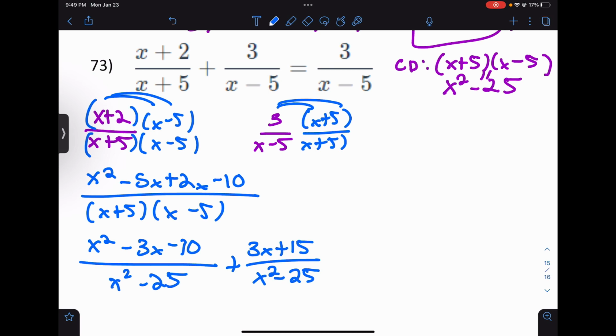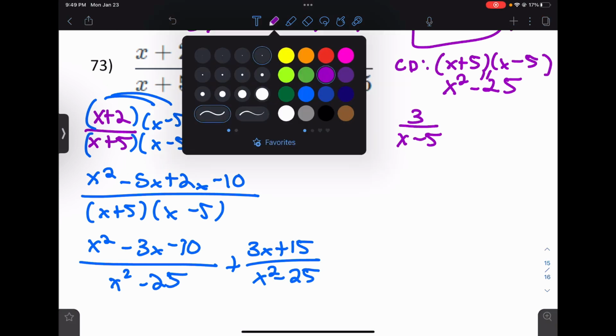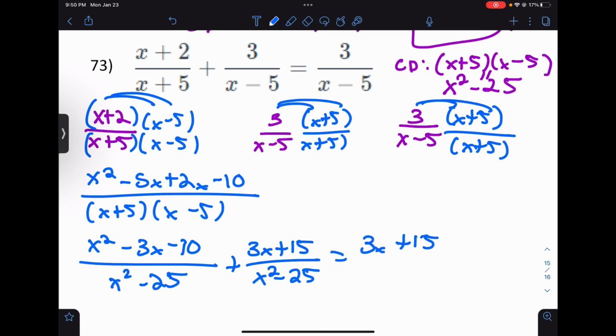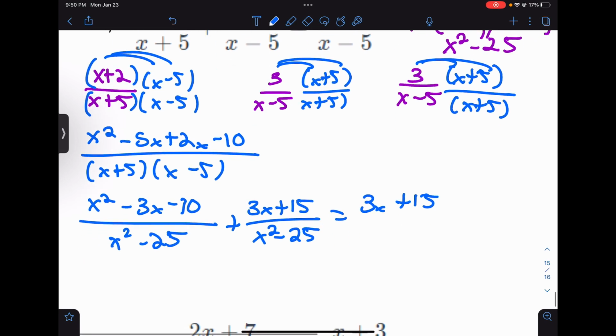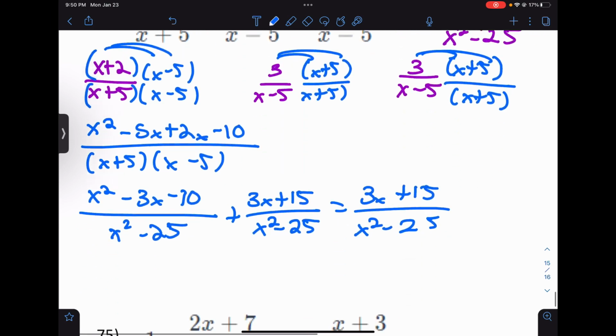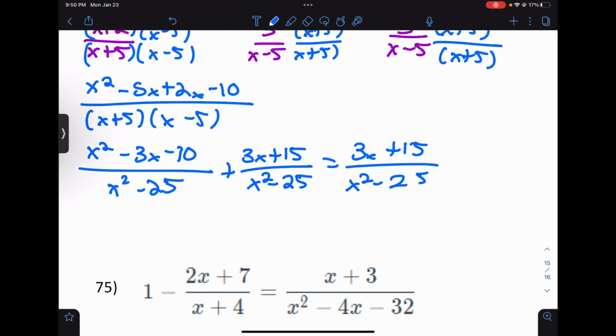And then our last guy here, he's got 3 over x minus 5. So he is also missing the x plus 5. We distribute, we get 3x plus 15, all over x squared minus 25. Now you might have noticed that, because these are the same terms, you also could just end up canceling those out and solve this a completely different way. So if you notice that and you want to do it that way, by all means, it'll work out. But I'm going to continue doing it this way.